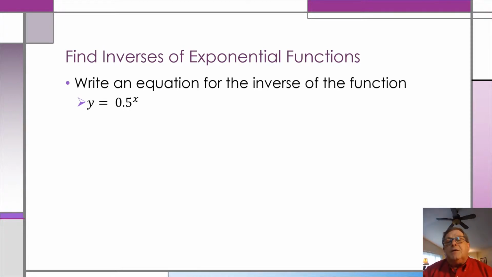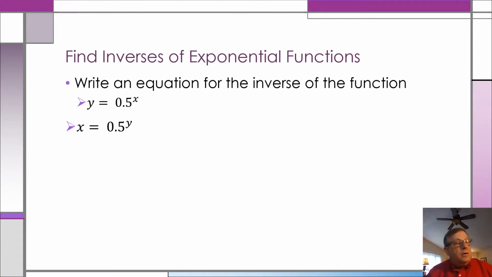We got: write an equation for the inverse of the function y equals 0.5 raised to the power of x. So we're going to find the inverse, and the first step is we're going to swap x and y. So now it reads as x is equal to 0.5 raised to the power of y.